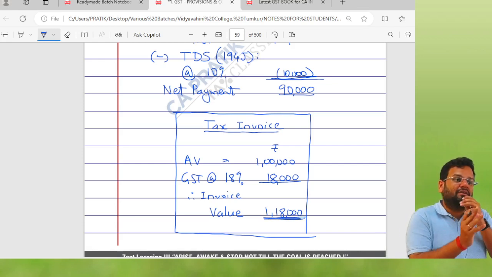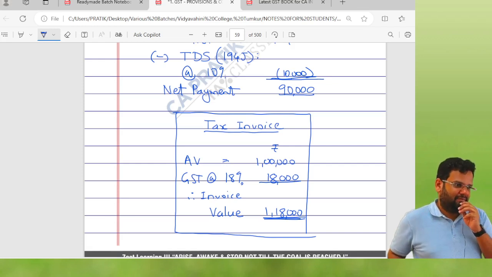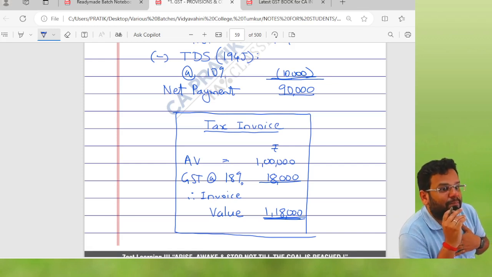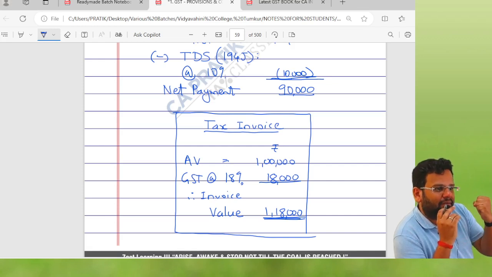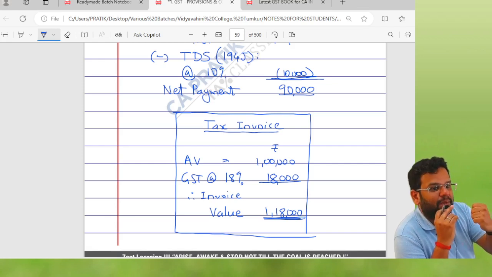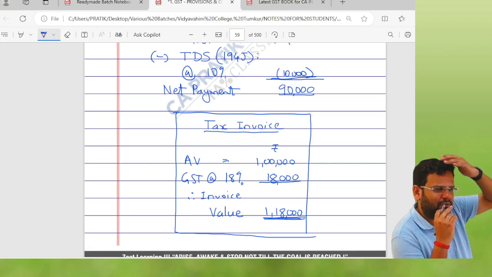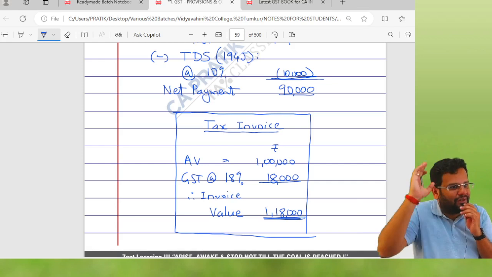But towards my income, how much will I get? 90,000 net after TDS. But is GST my income? Is GST supplier's income? Friends, answer confidently. Of course, no. Supplier will collect from the recipient of supply and the supplier will pay to the government. So in short, the 18,000 I am just collecting on behalf of the government.